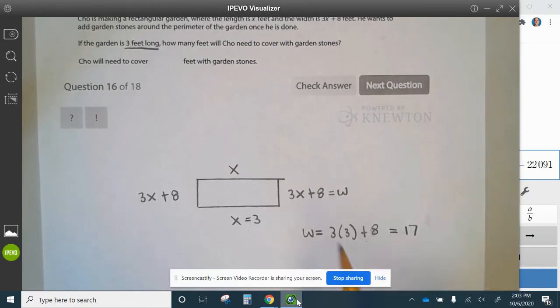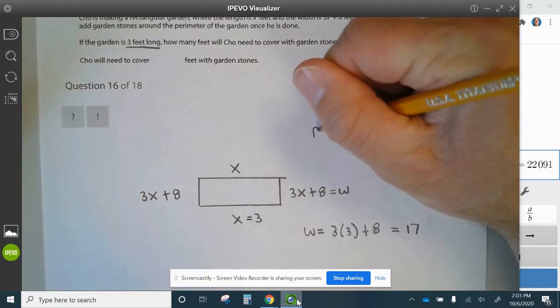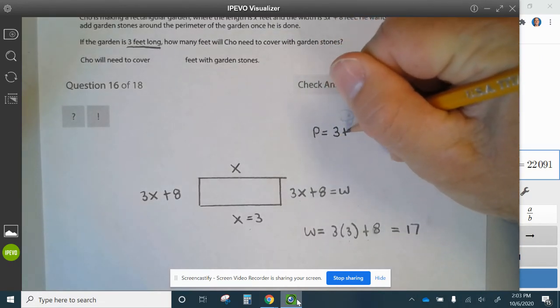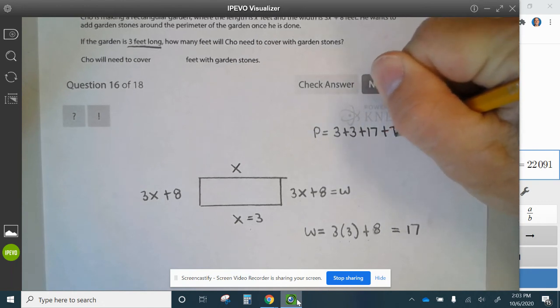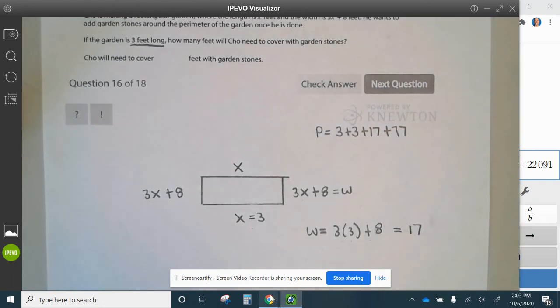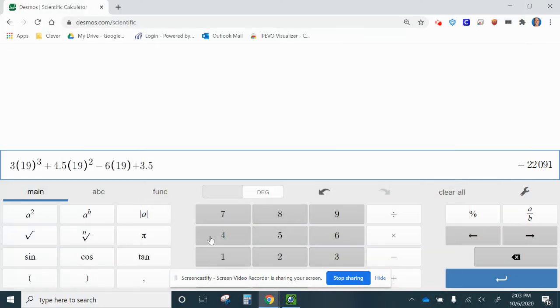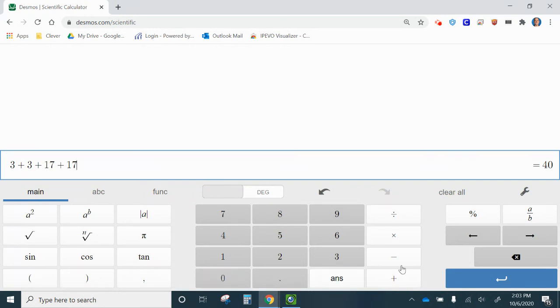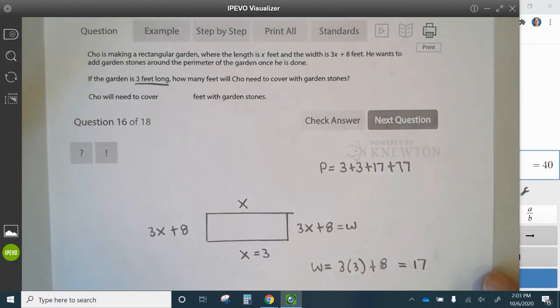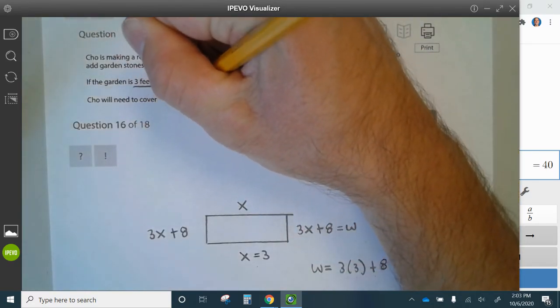Now he wants to cover stones around the entire garden. So now we find the perimeter. Well, the perimeter is 3 plus 3 plus 17 plus 17. Okay, so let's just use a calculator real quick. I guess since we have Desmos open, let's just use Desmos. So 3 plus 3 plus 17 plus 17, which is 40. So Joe will need to cover 40 feet with stones.